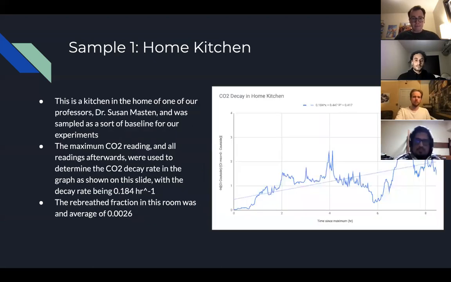All right, our first sample was generously provided to us by our professor, Dr. Maston, in the form of her home kitchen. Pretty average kitchen, family members coming in and out, cooking.